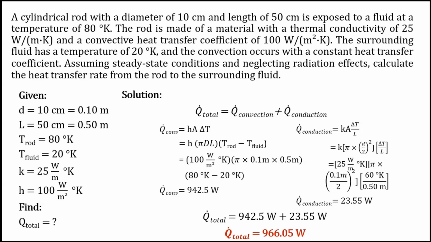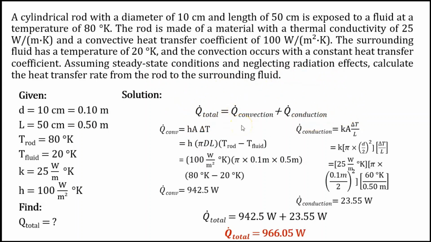So the problem says that we will find the heat transfer rate from the rod to the surrounding fluid. To solve this problem, we'll need to consider both convection and conduction heat transfer mechanisms. So the total heat transfer rate can be expressed as the sum of the convection and conduction heat transfer rates. So we have here the equation.